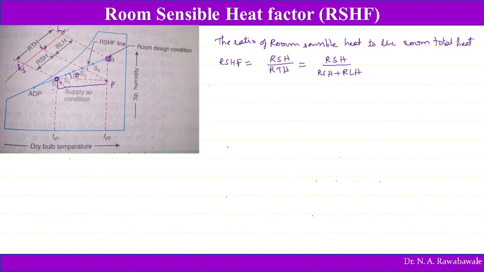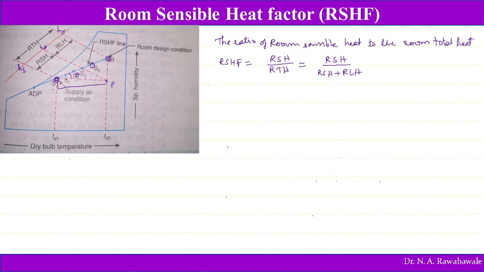Now here the supply condition S requires minimum air, and at point S it requires maximum out of all 4 points. So here it requires maximum, here it requires minimum.